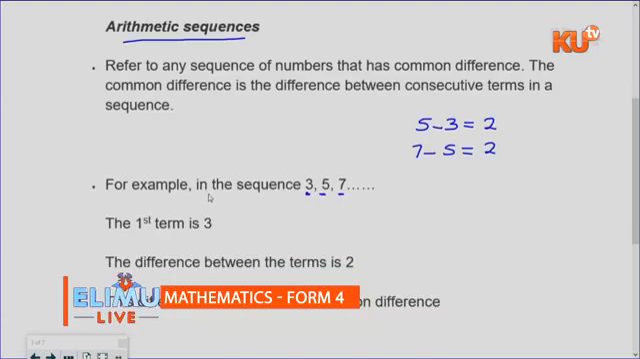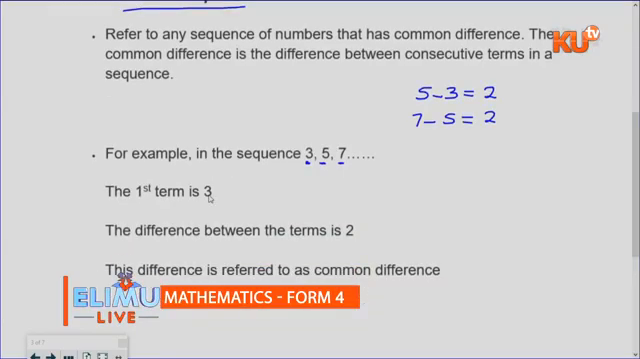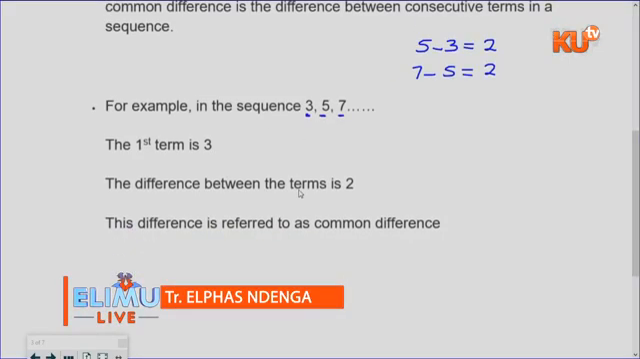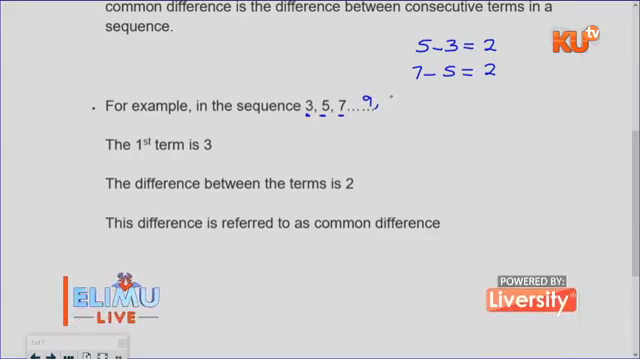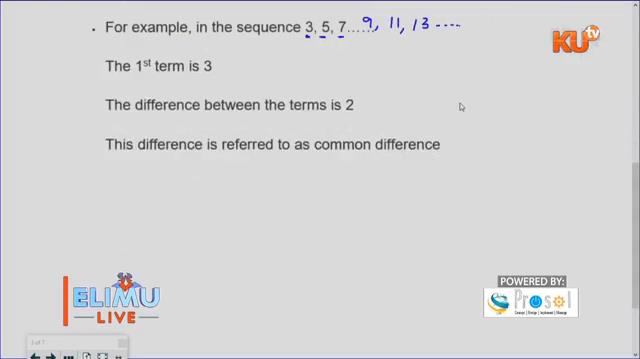We are saying that the first term is 3 and the common difference is 2, and I've shown you how you get the common difference. This difference, which we are calling the common difference 2, is helpful in determining the next number of the sequence. And so you can tell now, in this sequence, the next number will be 9. If I add again, from 9 I will move to 11, then to 13, and so on, up to a certain number of terms that we will be looking at.